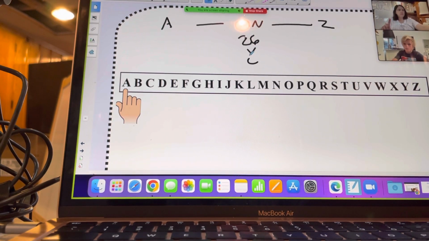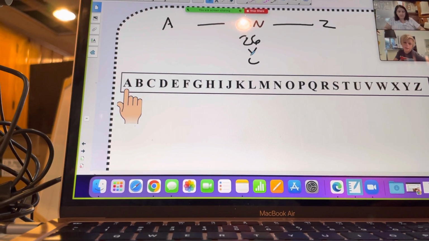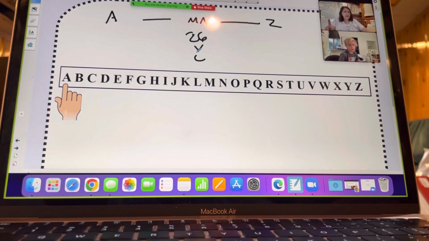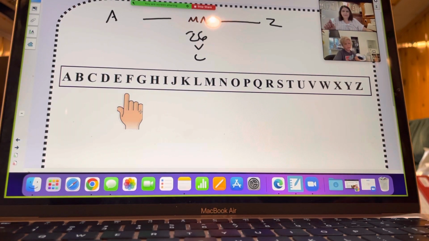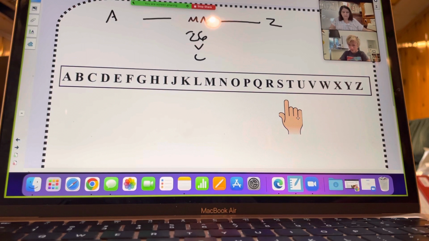So take your beforehand and put it on the A and your afterhand and put it on the N. And let's touch and name the letters on the alphabet strip. A, B, C, D, F, G, H, I, J, K, L, M, N, O, P, Q, R, S, T, U, V, W, X, Y, Z. All right, well done.